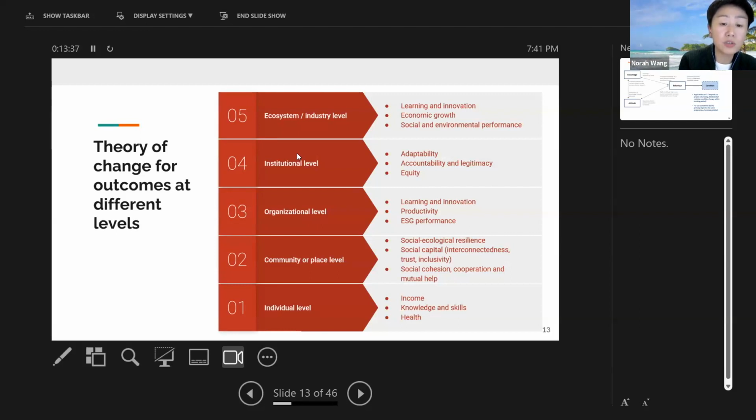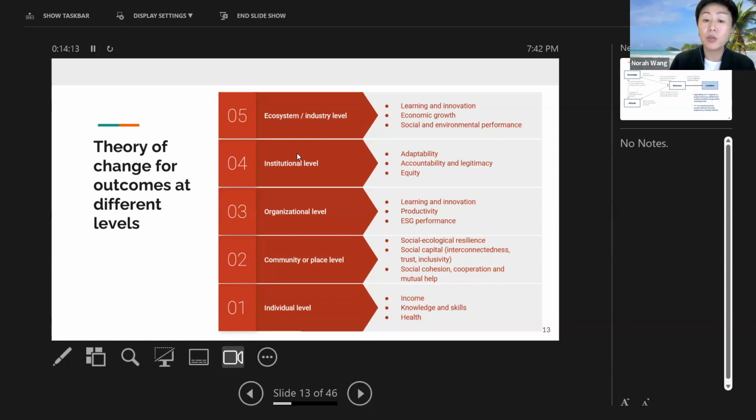Most of the time, our work, especially for service delivery NGOs, I understand a lot of NGOs also do a lot of community development work, but oftentimes our social programs are targeting individuals. So at the individual level, we have certain outcomes that we often measure. For example, health and well-being outcomes, knowledge and skills, and income. But what about the theory of change targeting the community or place level, place meaning place-based level? Then we probably need to look at a different set of outcomes.